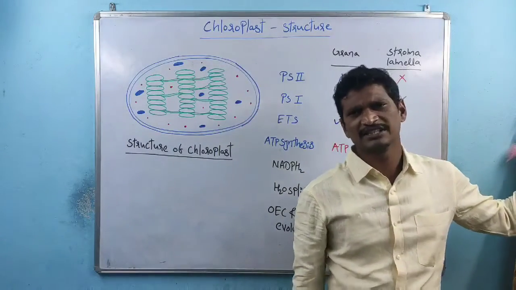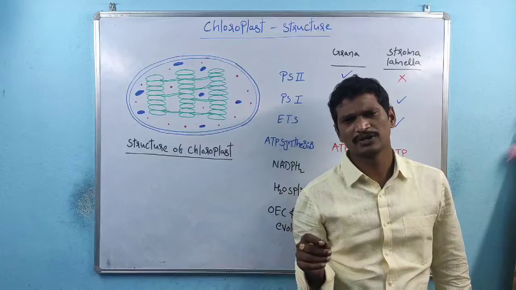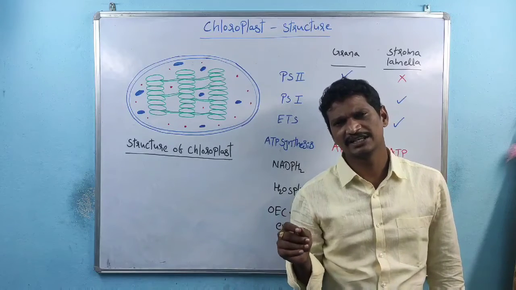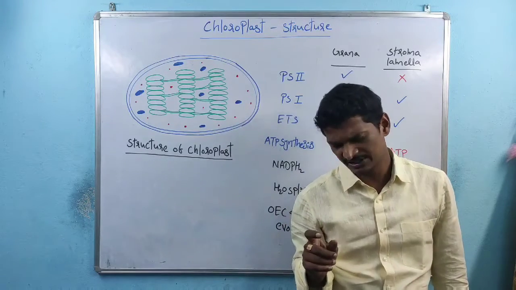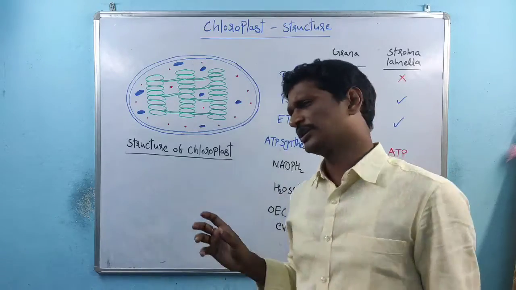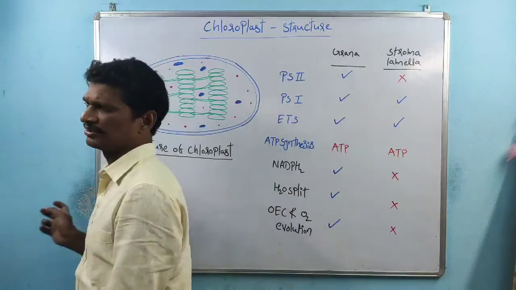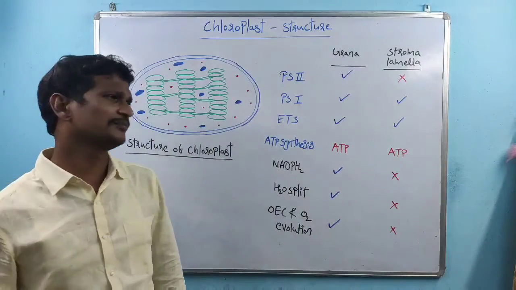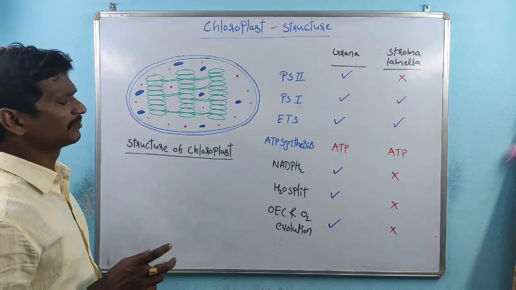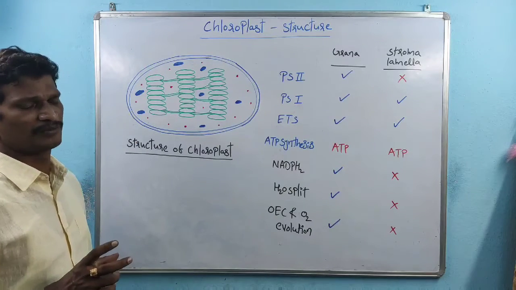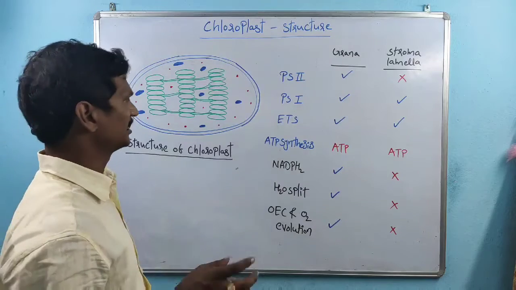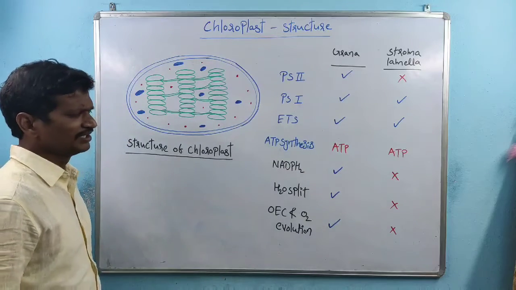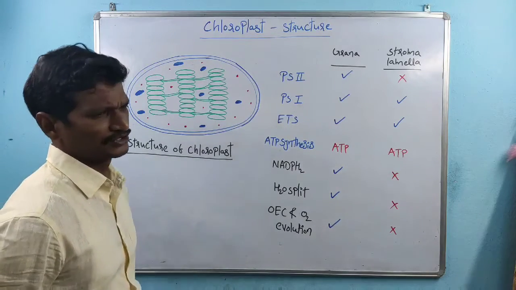Remember what I am telling here: there is a singular and a plural. The singular is granum, the plural is grana. That is the clear statement regarding granum and grana. So a row of thylakoid membranes is called a granum, and granums collectively are called grana, right? These are the sites for the photosynthesis process.